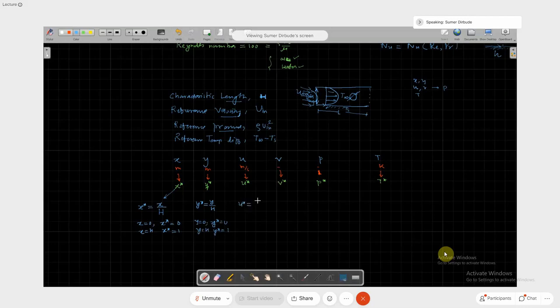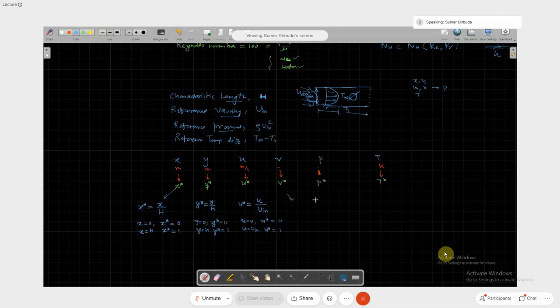U star will be equals to, it has to be scaled with the reference velocity. Reference velocity is U in. Now they are not having any unit. So say if U is equals to 0, then U star will be equals to 0. U is equals to U inlet, then U star will be equals to 1. Similarly V star, okay, similarly about V star.